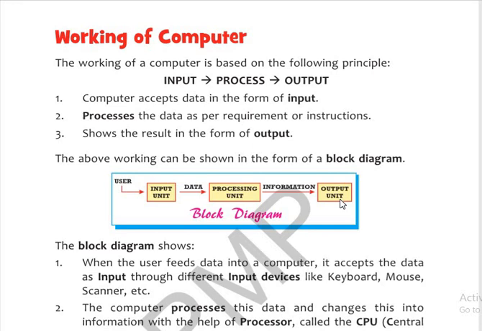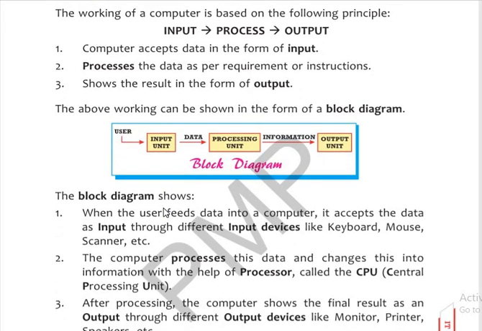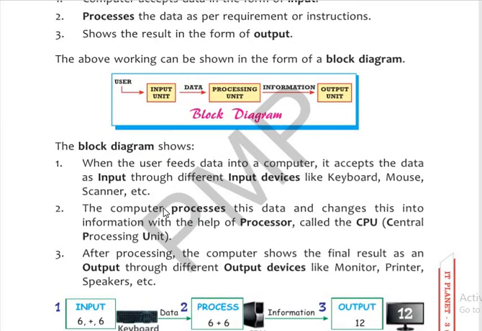Output unit can be said as a monitor, or as well as you can say as a printer. So this is the diagram of input, process and output. This is the system of working of computer. Moving ahead now, this is the example.